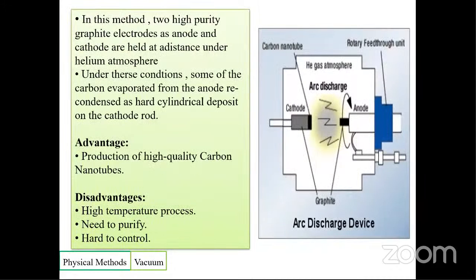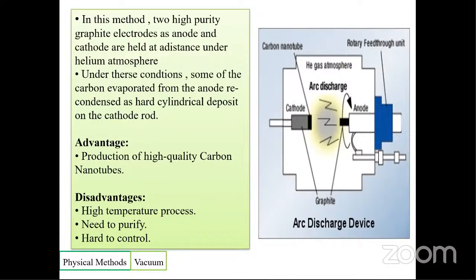Okay, you can see the schematic diagram of this one. There are two electrodes, one is the cathode and another one is the anode. And when we apply a very high electric field, what will happen? An arc discharge is produced and one can get the deposition. Under these conditions, some of the carbon which is evaporated from the anode recondenses as a hard cylindrical deposit on the cathode. And the advantage of this technique is that we can get the production of high quality carbon nanotubes.